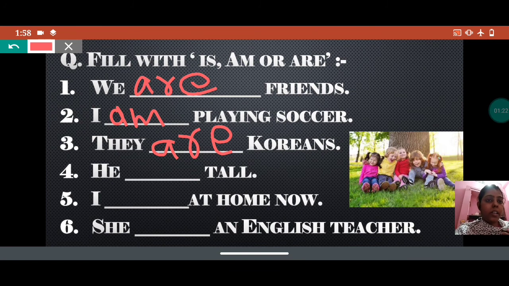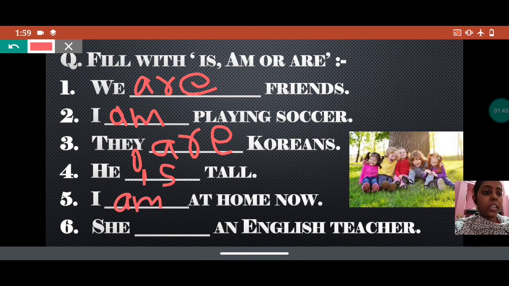Number 4, he dash tall. Now he is used for a singular male person. So for a singular noun we use is. He is tall. Number 5, I dash at home. Now when you want to talk about yourself, you always use I. So with I we always use am. I am at home.